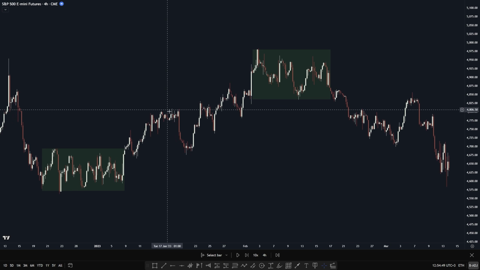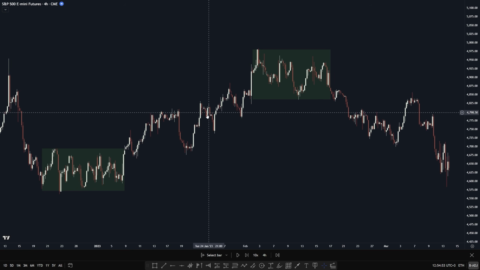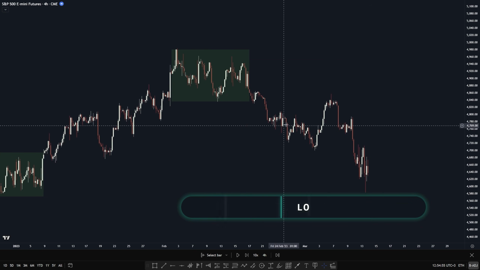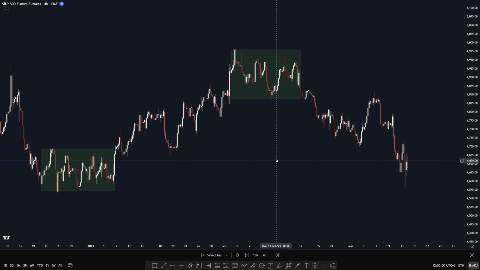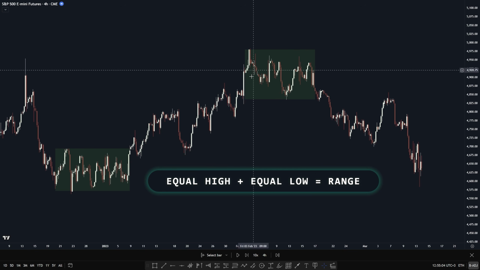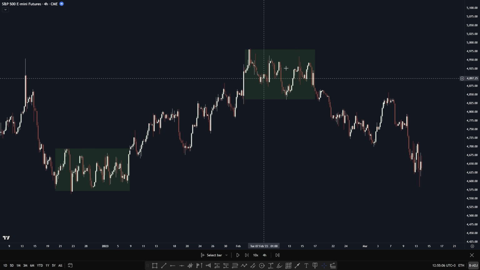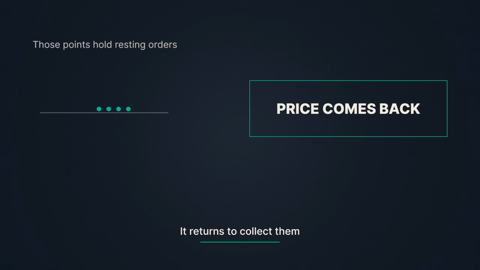If price makes higher highs and higher lows, I read the market as buyer-controlled. If price makes lower lows and lower highs, it's seller-controlled. If price is stuck between equal highs and equal lows, I treat it as a range. Those structural points matter because they attract the orders that price often comes back to collect.